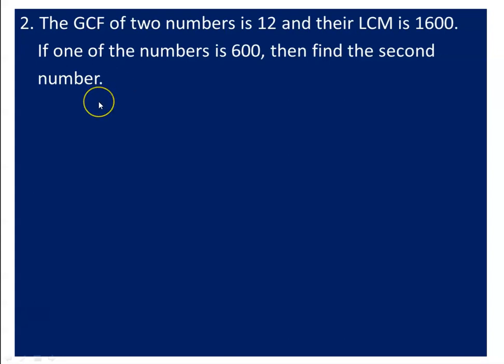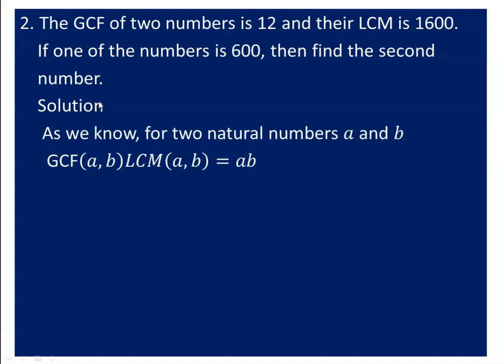There is one thing that you students must know here, and that is this one. For whatever two natural numbers you may take, a and b, the product of their GCF and LCM makes the product of the two numbers. So this is a governing one. So we are going to apply this one in order to calculate this. So the GCF of a and b times the LCM of a and b makes the product of the two.